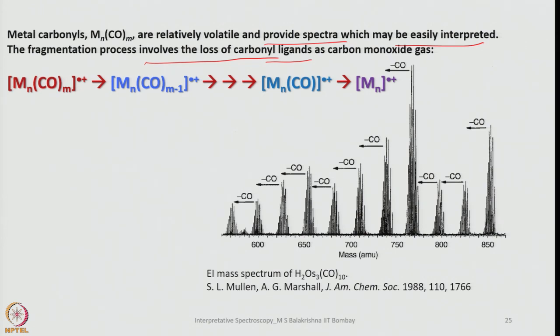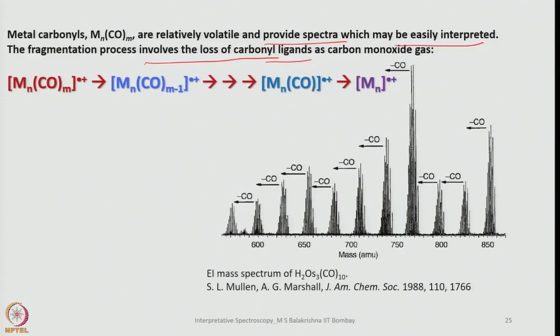That means you can clearly distinguish from the parent peak the bunches of peaks we will see here, with gradation of loss of CO, meaning about 28 mass loss. So this is an electron impact mass spectrum of dihydrido triosmium Os3(CO)10, and it originated from Os3(CO)12. So from this one, 2 carbon monoxide have been eliminated and H2 has come.